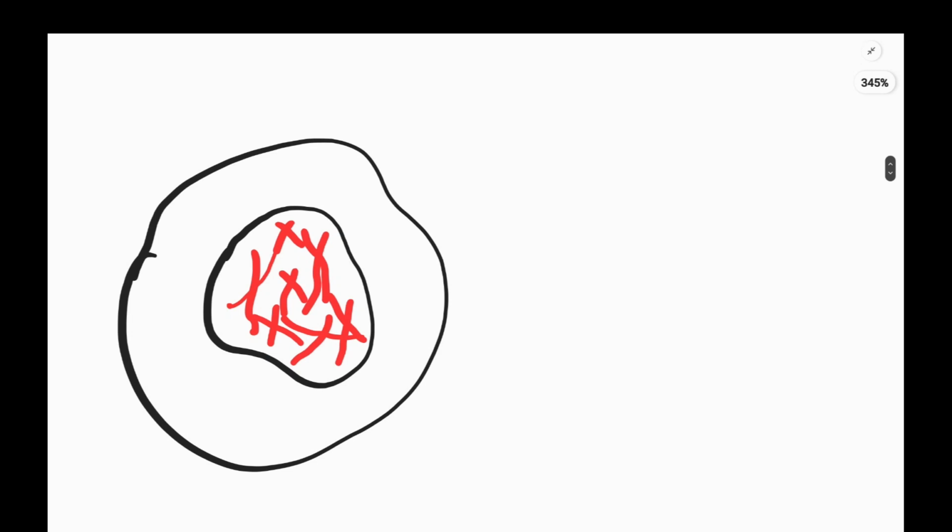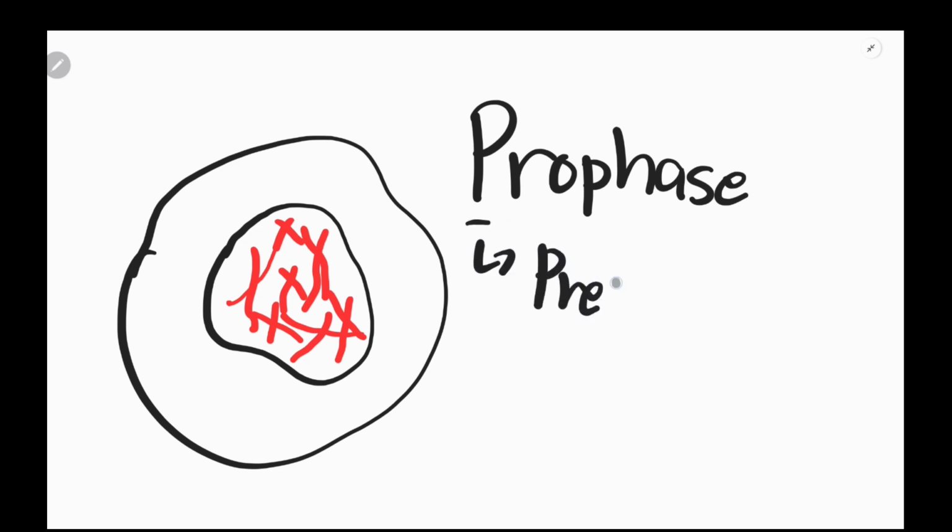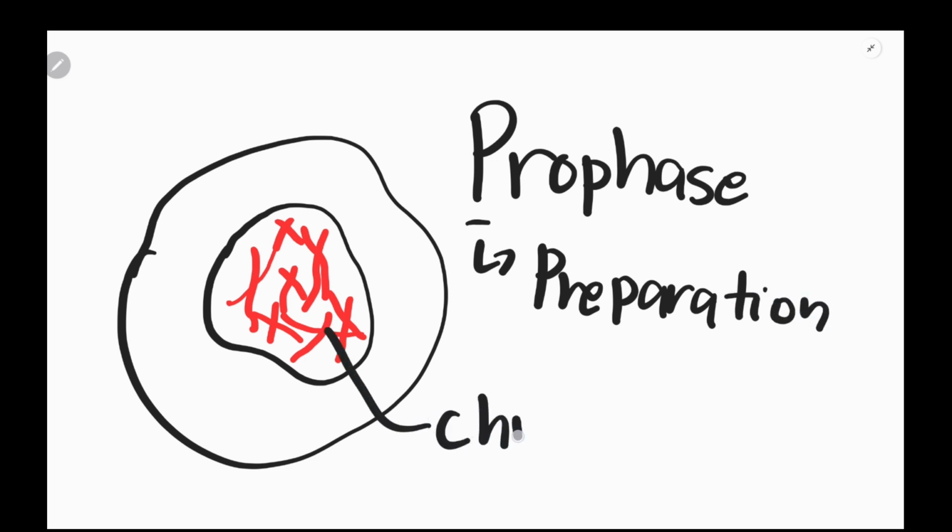The first phase of mitosis is prophase. Remember the letter P, and it stands for preparation. This is the initial stage wherein chromatin condenses to form visible chromosomes. These chromosomes were replicated and appear as two sister chromatids joined by the centromere complex.